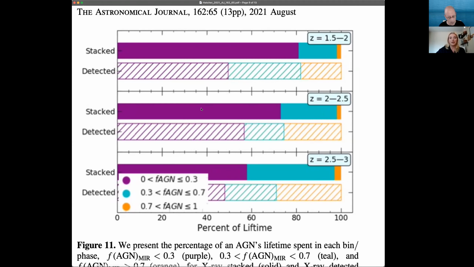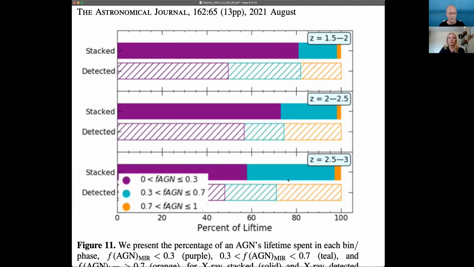But as it increases in redshift, this phase decreases, and then that blue middle phase of 0.3 to 0.7, the composite phase, increases. So it's just a toy model we played around with to see what's going on, and we thought it was interesting that they had similar trends despite being detected or stacked. And so that was our last conclusion, that AGN, regardless, at all different redshifts, spend the largest portion of their life in the less than 0.3 FAGN phase.